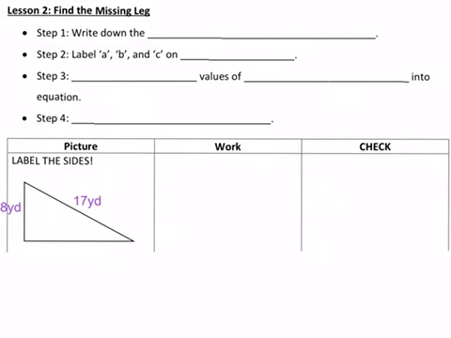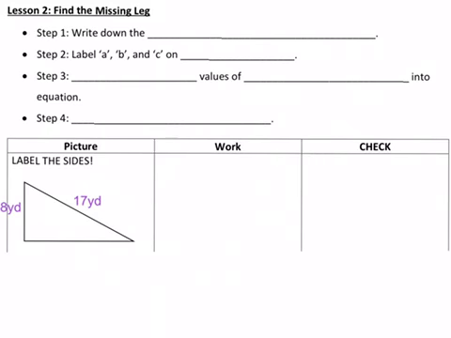In this lesson, we're going to learn how to use the Pythagorean theorem to find the missing leg of a right triangle. In the past, we've already learned how to find the hypotenuse, which is the longest side of the right triangle. It's the side that's across from the right angle. This time, we're going to be given the hypotenuse, and now we have to find out what one of the legs is. So let's go through our steps to see how to do it.